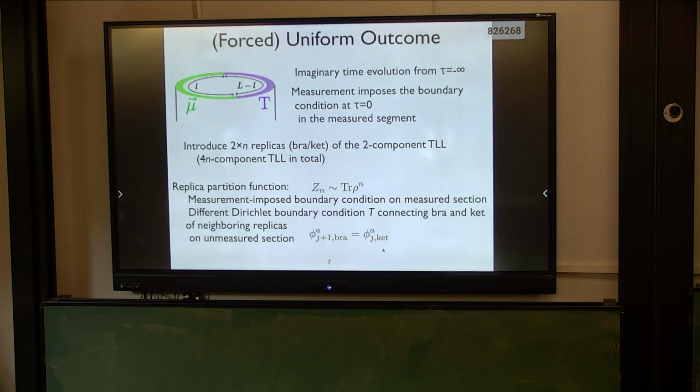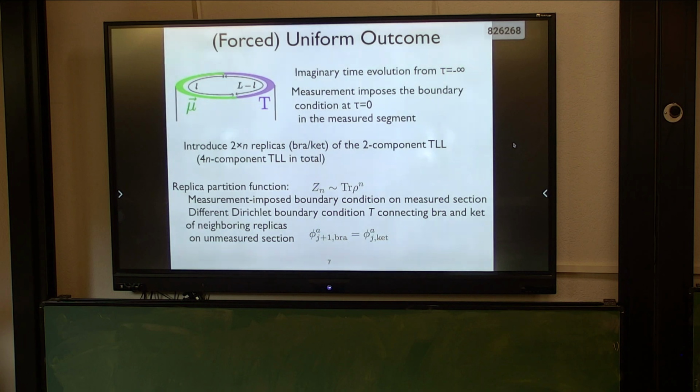And then we also have ket component and bra component. This J is the replica index, running from 1 to n. So in this purple region, because I take rho to the n-th power, each J-th replica's ket component is smoothly connected to the J plus first replica's bra component, and so on.